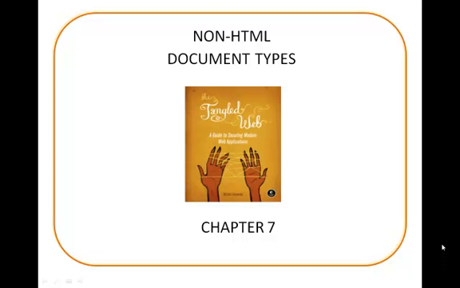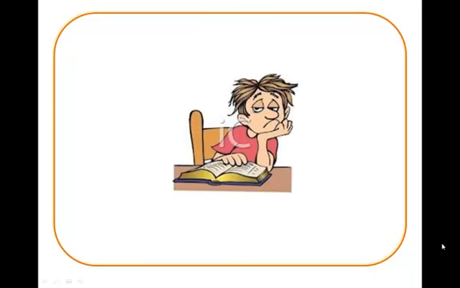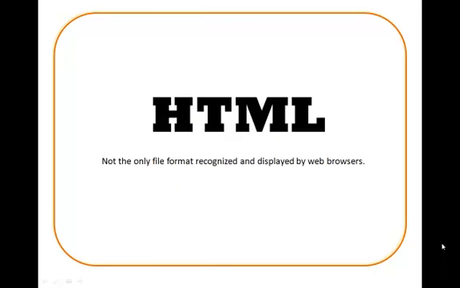This presentation is an overview of Chapter 7 from the book The Tangled Web. Chapter 7 covers non-HTML document types. Although this chapter is small and somewhat, dare I say, dry, I did learn a lot from it, and I will share these moments with you as I go along. For some they will be, "How could you not know that?" And for others they will be, "Thanks, I didn't know that either."